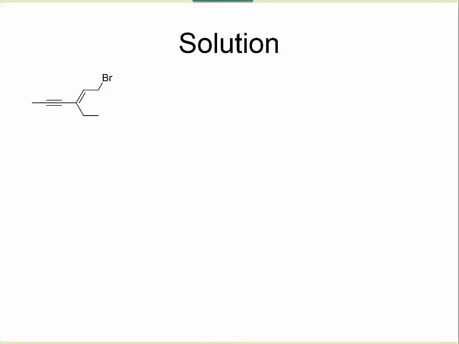So let's work out the solution. First, we need to find the longest continuous carbon chain, and that's here. The other chain is the same length, but I've got the alkene and the substituent bromo on this portion of the chain. Then I decide whether to number that chain left to right or right to left.